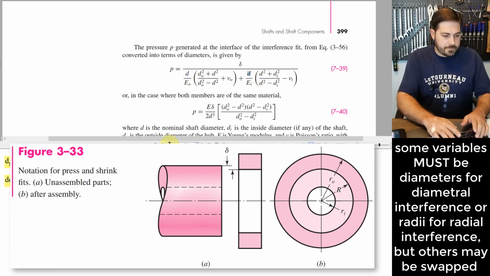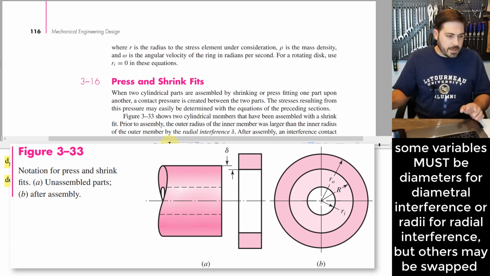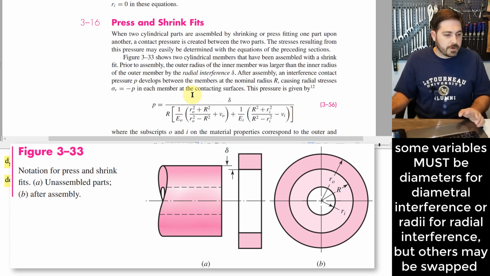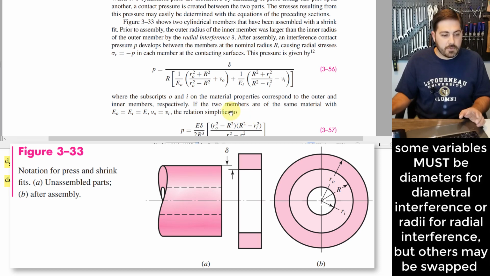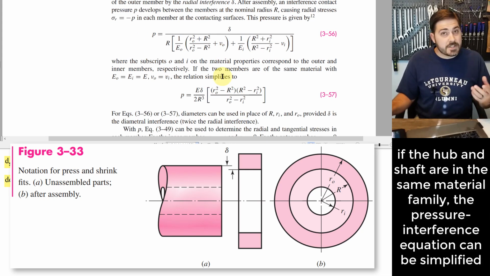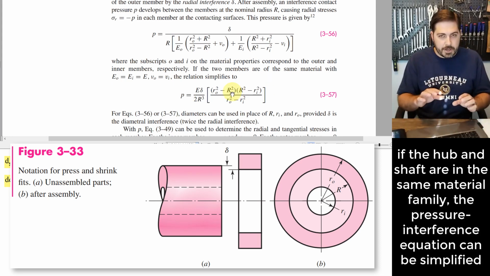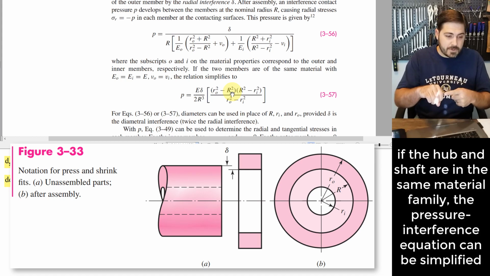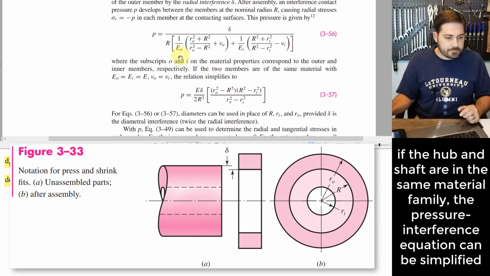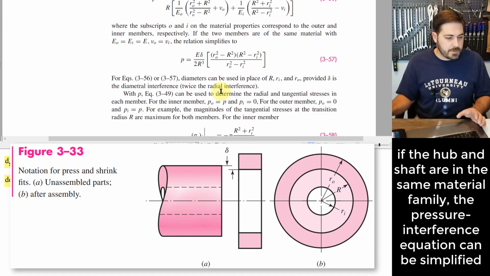All right, so that's where we're talking about press and shrink fits, and this is how we relate interface pressure to this radial interference. There is a slightly simpler form of this equation that we can use where the hub and the shaft are both made out of the same material. This relationship here simplifies a pretty good bit. So I'm going to just mention that.